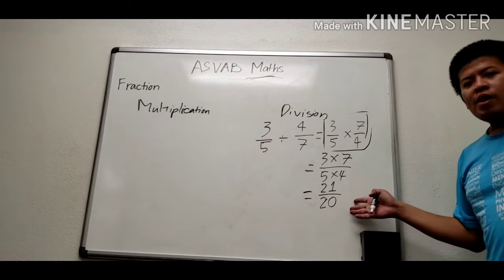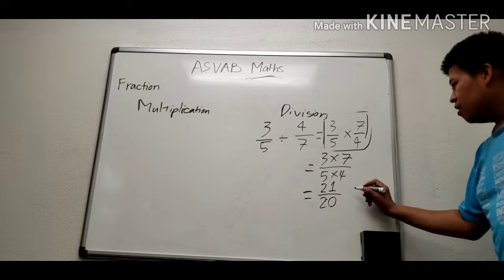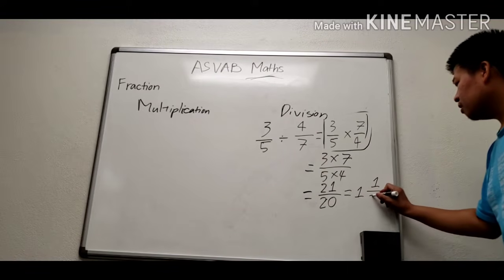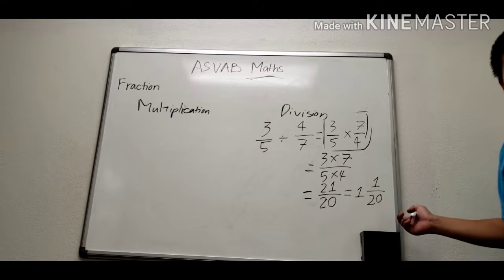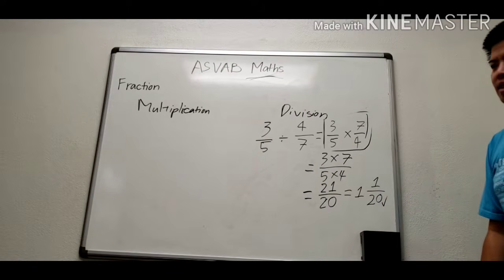In here, we got a numerator that is higher than 20, so we can use the mixed ratio, and this is how we find the final answer.